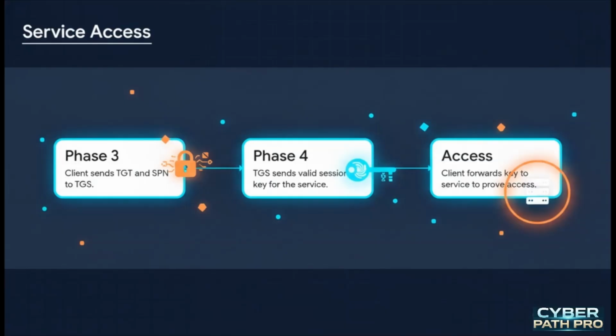Now let's see what happens in phases 3 and 4 when that user actually tries to access a resource, like a file server. The client takes that stored TGT, bundles it up with the target resource's service principal name, the SPN, and sends it over to the ticket granting service, the TGS. The TGS verifies the ticket and basically says, yep, this user has the right to be here. Then it sends a valid session key specifically for that service right back to the client. Finally, the client hands that session key over to the target resource to prove its access rights. And boom, access is granted. It's a totally elegant, highly secure cryptographic dance.